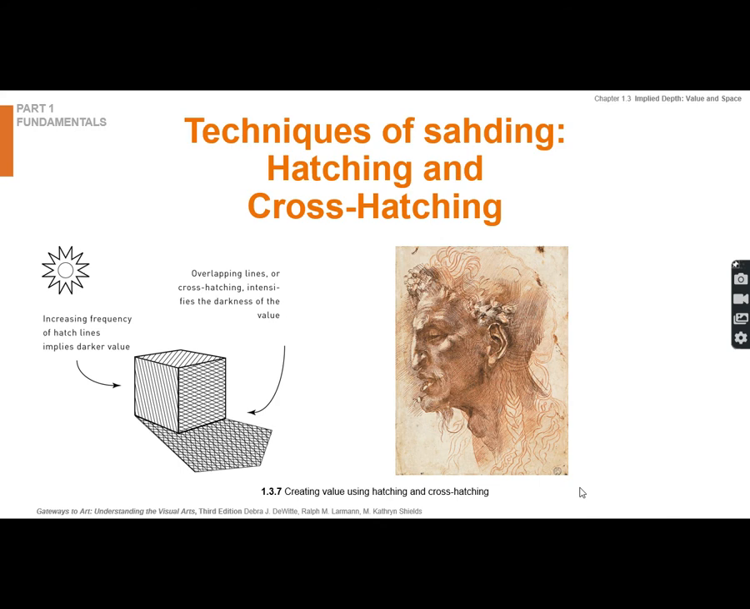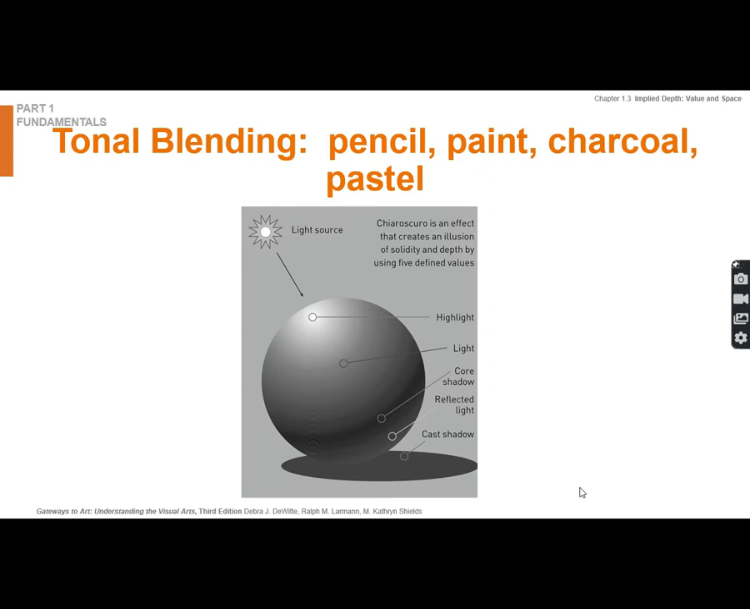Hatching and cross-hatching are techniques that artists use to make the value. If you've ever done some pen and ink drawings, you know that you can't just blend it light to dark like that sphere I showed. You have to create spaces in between the lines to make the value. Make them closer together, they're dark, further apart, they're light. That's just techniques.